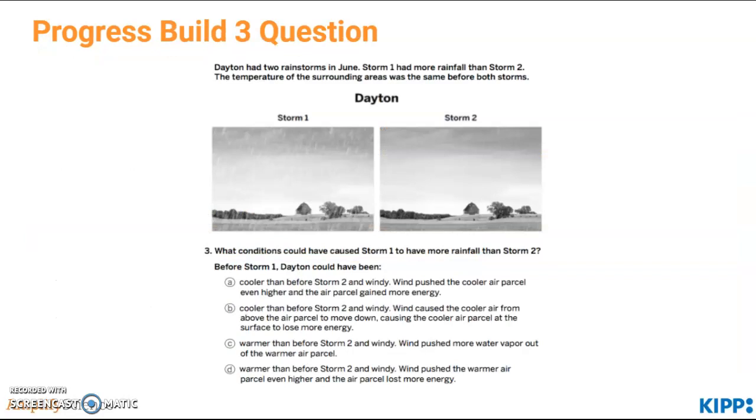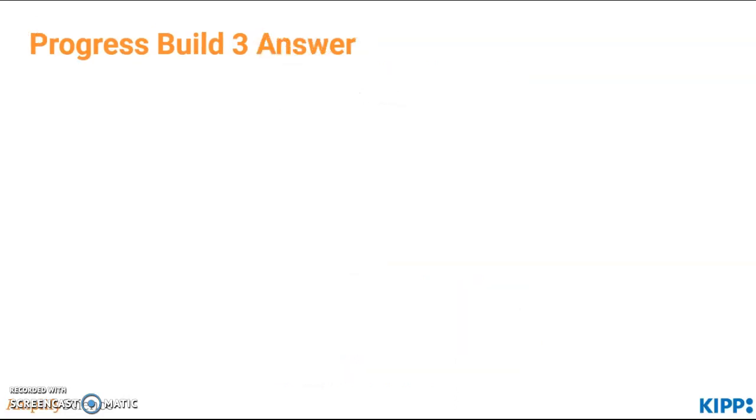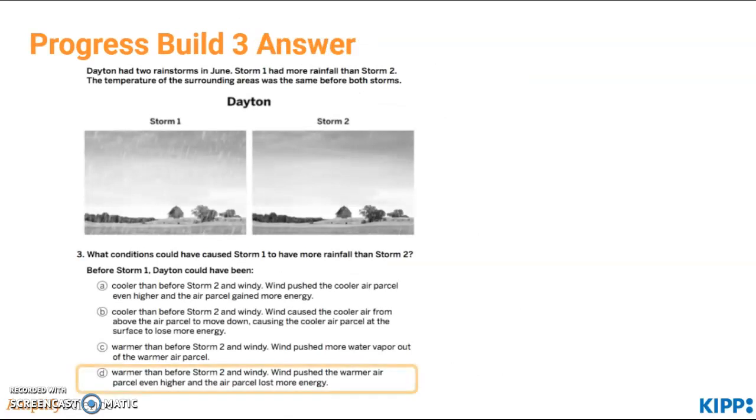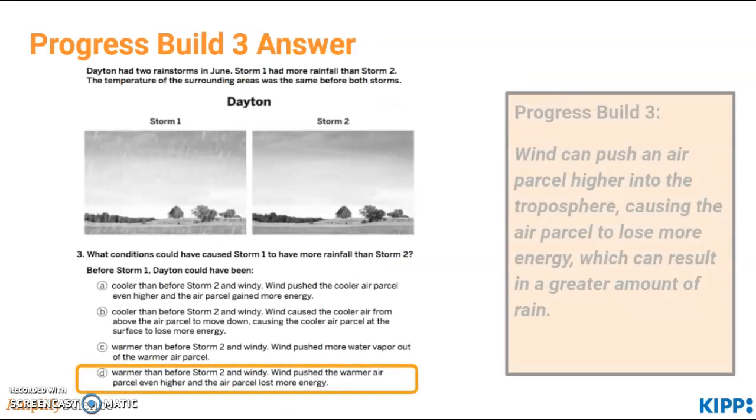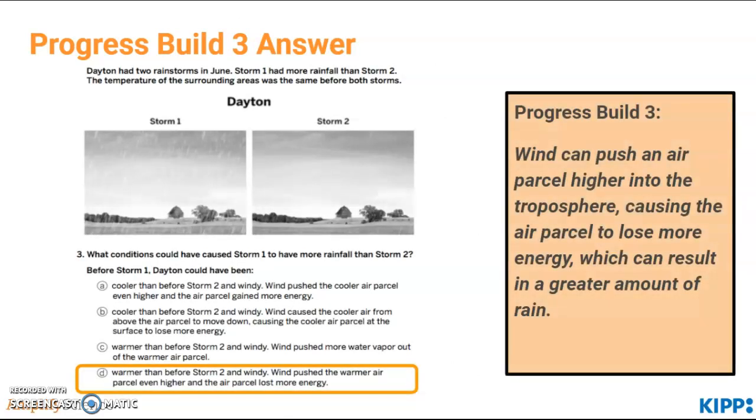And here is an example of a Progress Build 3 question. Pause here and try the question, and then click play when you're ready for the explanation. All right, the correct answer here would be D. It is the only choice that aligns with the Progress Build 3 statement of wind pushing air parcels up higher into the troposphere, causing it to lose even more energy.